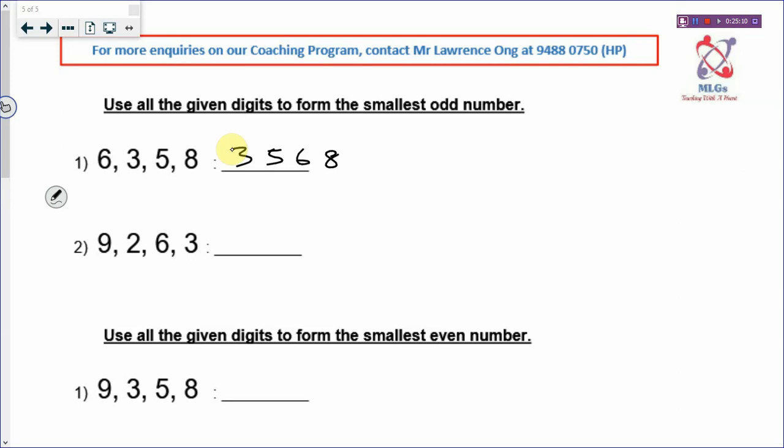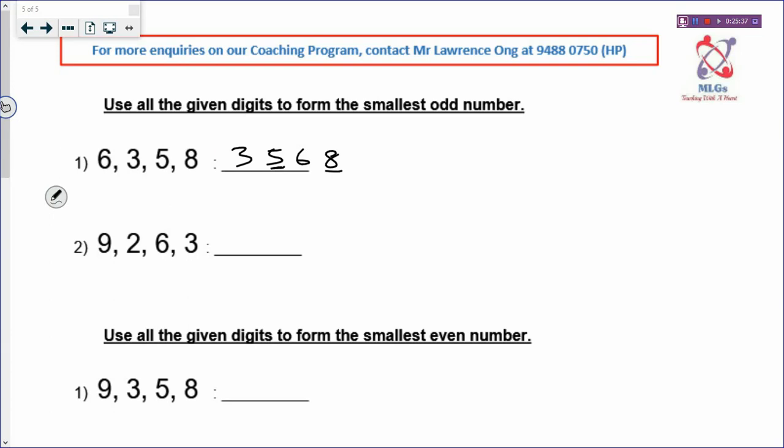But is this number even or odd? You look at the last digit. It is even. What are even numbers? 0, 2, 4, 6, 8, 10, 12. All these are even numbers. What are odd numbers? Then you have 1, 3, 5, 7, 9, and so on. So if I want to make this into an odd number, I look at this number and look for an odd digit. So is there an odd digit? Yeah, there's an odd digit over here.